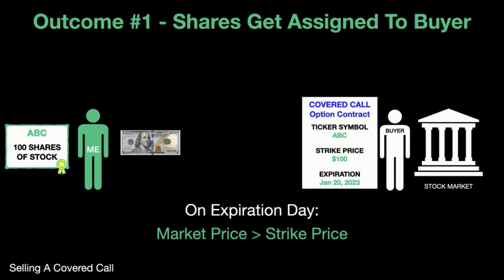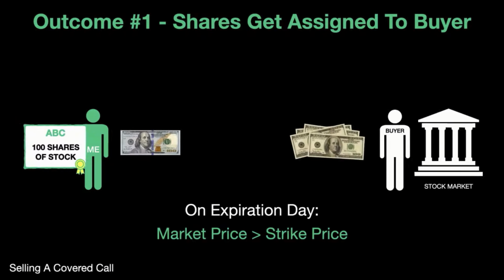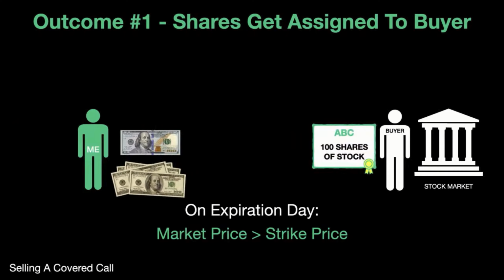So I'll have to sell my shares to the buyer because they decided to exercise it. They're going to pay me the money, the $100 per share, and in return, I'm going to give them the 100 shares of stock, even though the market price is above my strike price. The terms of the contract have obligated me to sell my shares at that price, and so that's why the buyer is able to do that. So they get my shares, but in return, I get the money that they paid for those shares. You'll see that I've got paid for the shares, plus I keep the premium payment that I received.